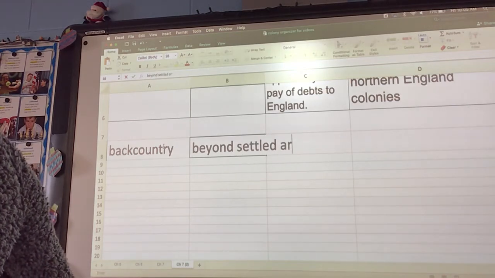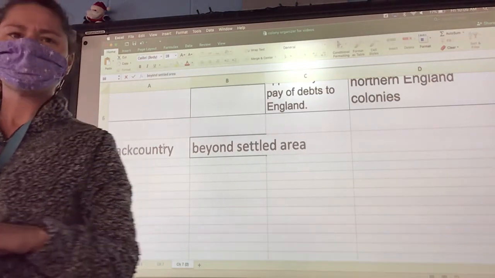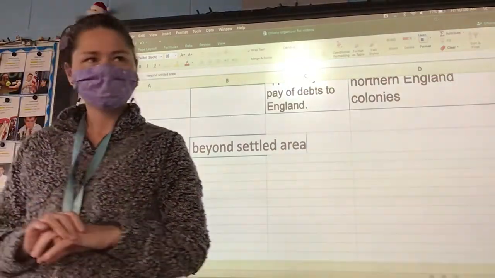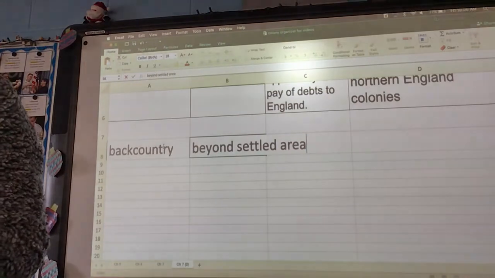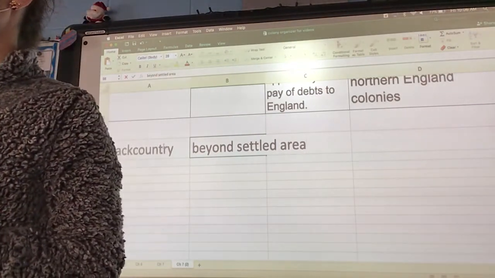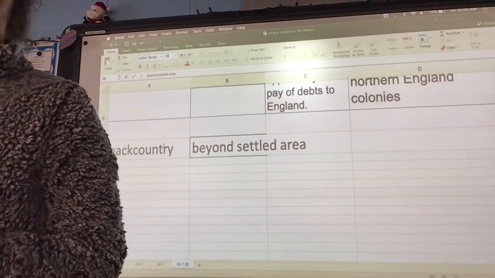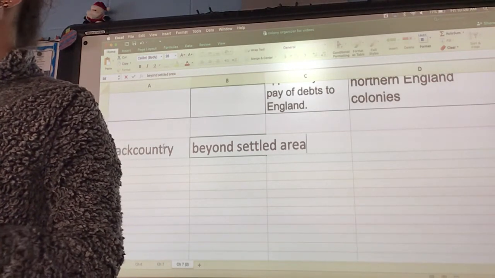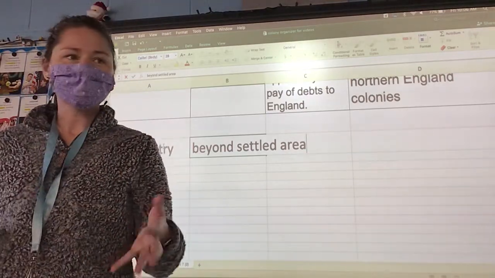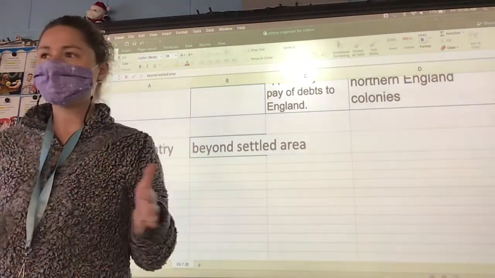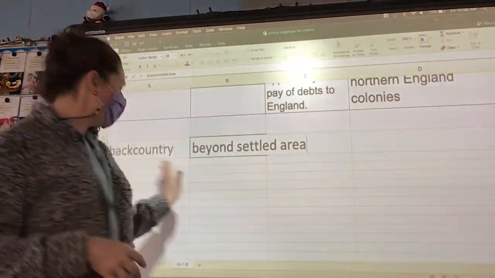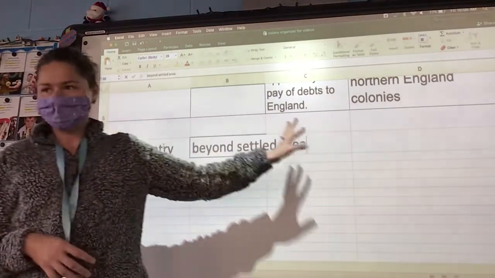So when we say settled area, what do we mean by that? John, what does that mean? Like a place, like where you're staying and where you're at, because you're settling there and you're going to be staying. Right, you're probably building something. You probably have a home built there. You have maybe fencing for your various animals, so you've cleared that land to make space for you to survive there, okay? So this back country area is beyond that.